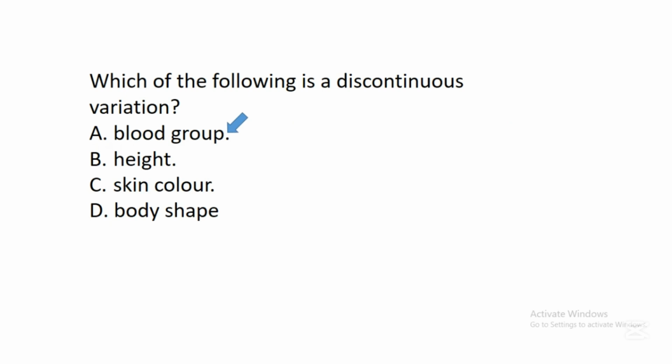So because of the fact that this blood group does not change irrespective of the stage or the age of that person, we call this type of variation a discontinuous variation. So any variation that does not change as the organism grows or changes in age and other things is what we call discontinuous variation. But the other options are not discontinuous variation.